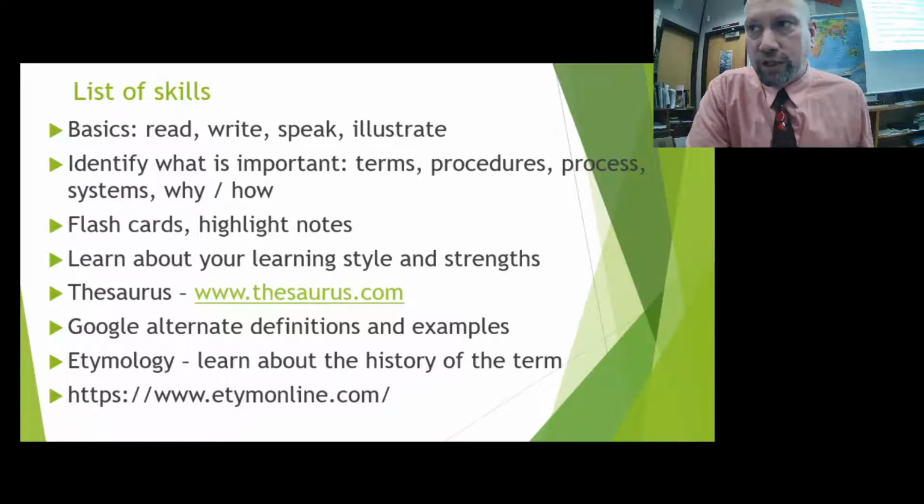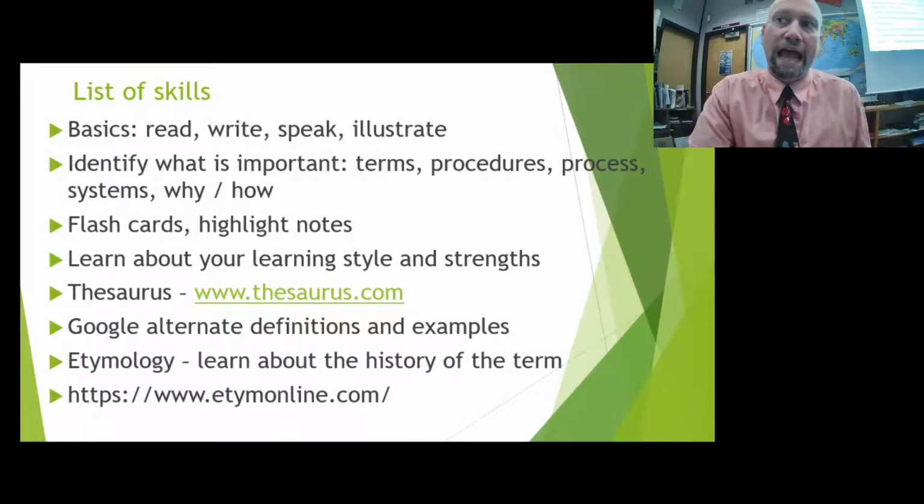Before you start, you want to identify the important terms and figure out if there are also things like procedures you need to know, processes, systems, and how and why questions. In addition to the basics of flashcards and highlighting notes, you can also go further by learning about your strengths. Are you a visual learner? Do you learn well to music? Is there some trick you can use by learning your style to help you learn?